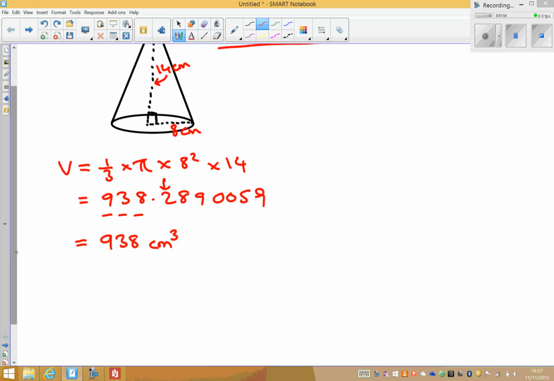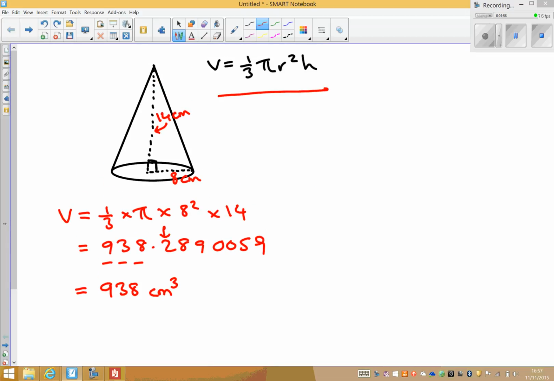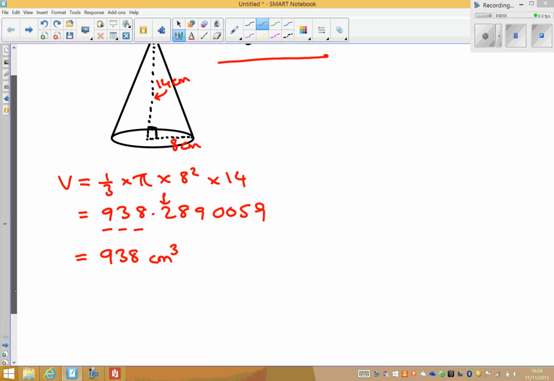So the key things to remember here are that you do not need to remember the formula for the volume of a cone, and really it's just a case of substituting numbers into a formula.